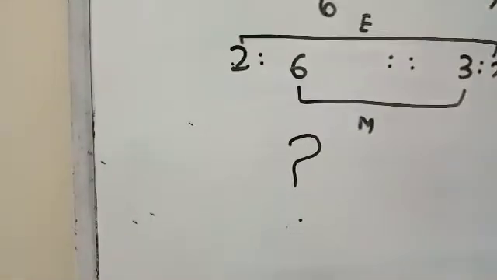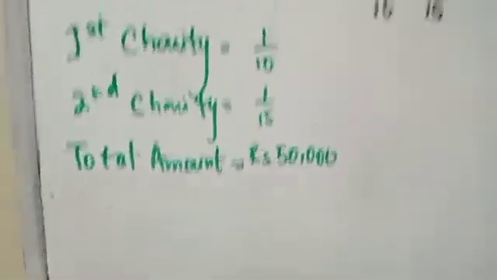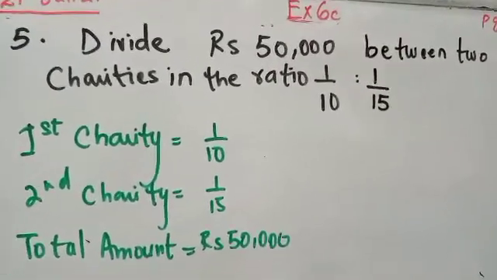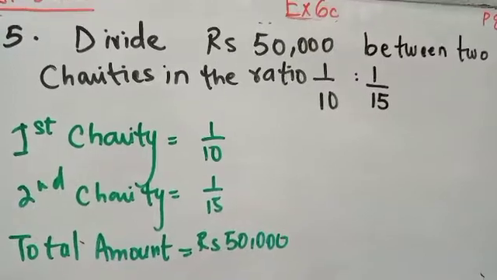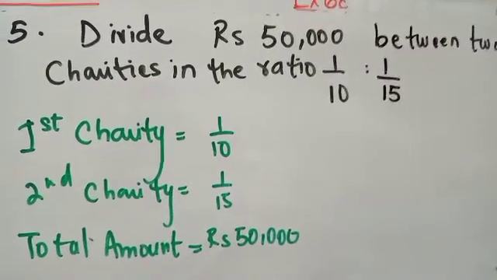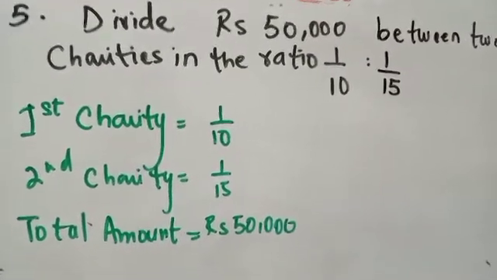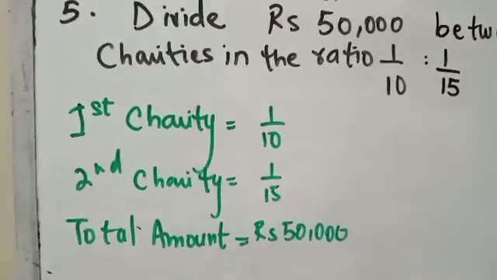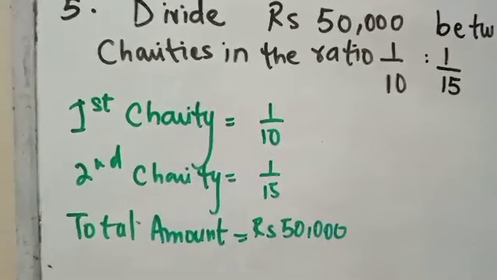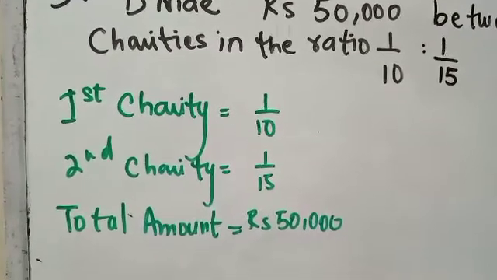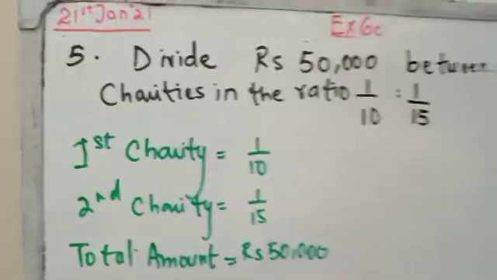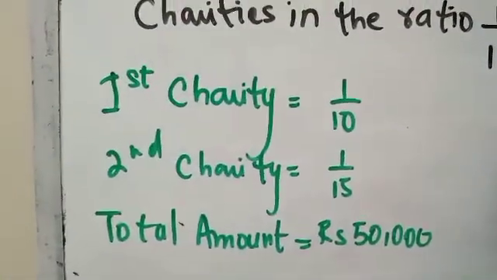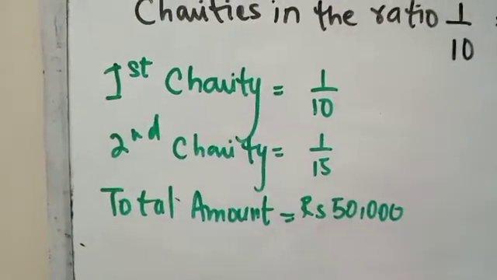Okay, now let's look at the next question. The question is question number 5 and this is the last question we are doing. Divide rupees 50,000 between two charities in the ratio 1/10 is to 1/15. Now if you remember exercise 6b, this is the same question as we have done in exercise 6b, which was question number 4 in the previous lecture. So the first charity is given the ratio 1/10, the second charity is given the ratio 1/15. The total amount is given, rupees 50,000.